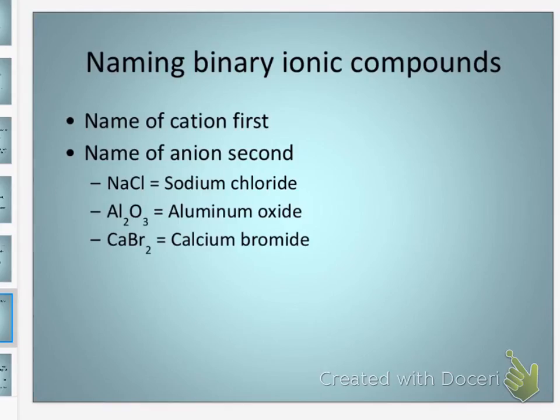It's stupidly simple. When we name an ionic compound, we say its first name, then we say its last name. That's it. We literally say the name of the cation, then we say the name of the anion. So NaCl is sodium chloride. We drop the word ion because now they're a compound. Al2O3, those are aluminum ions and oxide ions. That is aluminum oxide. Calcium bromide is a combination of calcium ions and bromide ions. Pretty stinking easy. So let's name some of the things that we've just done.